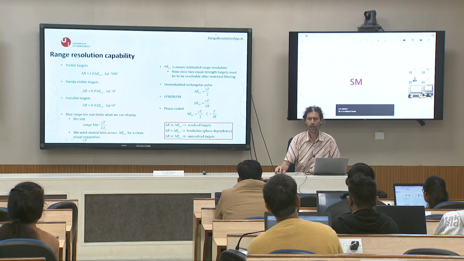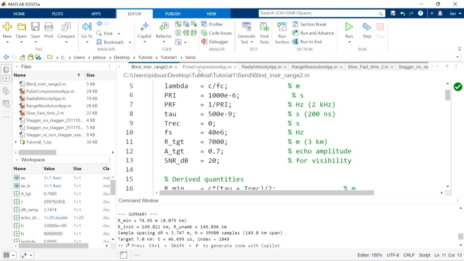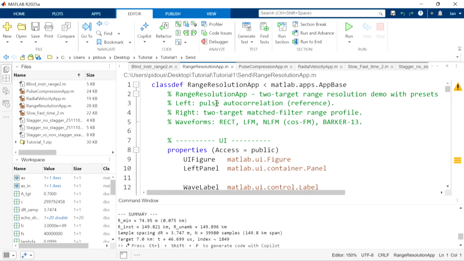Okay, so open the range resolution application. I will close this one. Okay, this one. This range resolution application, I am still updating, and now it works not only with a rectangular pulse but also with a linear frequency modulated pulse, a non-linear frequency modulated pulse, and Barker. You can set a lot of parameters and always watch the results.